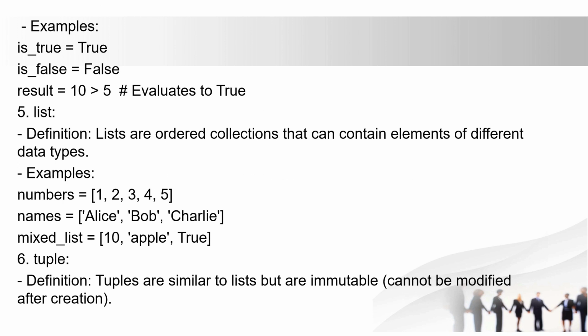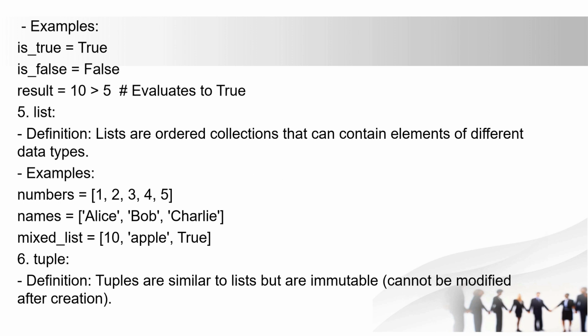Coming to syntax, a list is given using square brackets. A tuple is defined by round brackets. A dictionary is defined by using curly brackets and key value pairs. Coming to accessing elements, lists and tuples are accessed by index. A dictionary is accessed by key.